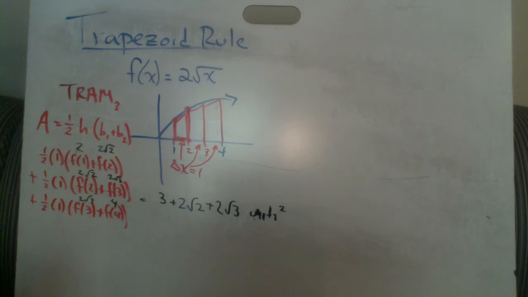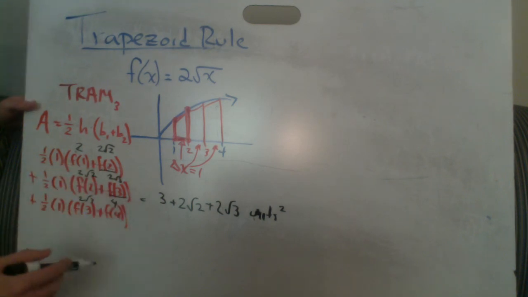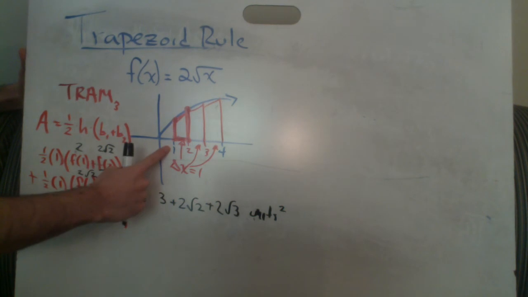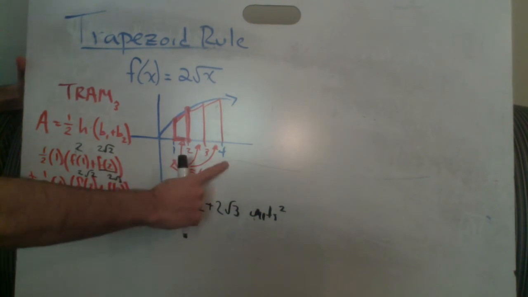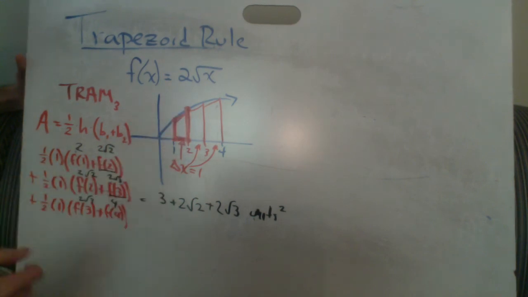Nothing terribly exciting or terribly new here, just summing things up. You might notice that in each one of these cases, I had 2 copies of my f of 2 and my f of 3. And I only had 1 copy of f of 1 and f of 4. And this will always be the case. I'll always get just 1 of my starting values and 1 of my ending values. But in the middle, this base will be shared by 2 different trapezoids, so it'll show up twice.